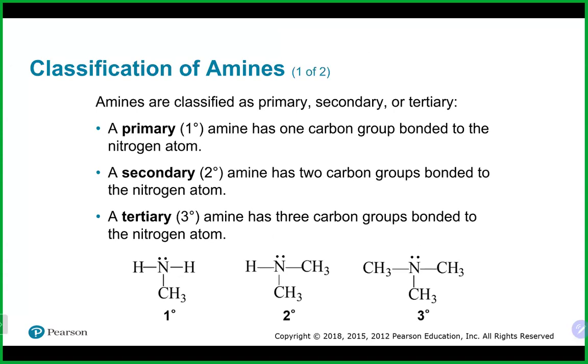So as we can see there, our primary, secondary, tertiary. As we continue to add carbons, we do lose hydrogens. And as you can see there, our tertiary amine has no hydrogens attached.